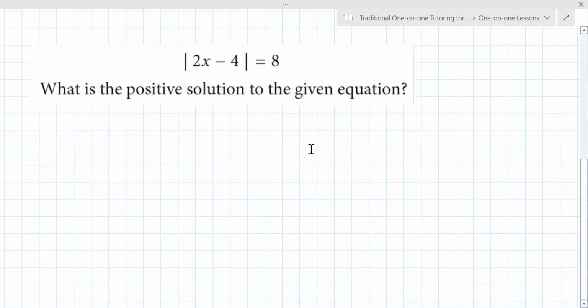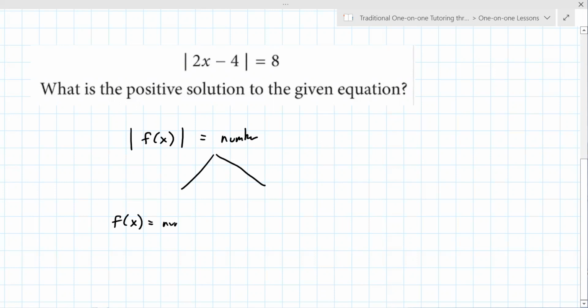No multiple choice for this one. What is the positive solution to the given equation? Okay, so don't you just move the 4, and it becomes positive because it's absolute value? This one actually has a formula. Let's say I give you something inside parentheses equals a number. It becomes two equations: the thing inside parentheses equals the number, and the thing inside parentheses equals the negative of that number.